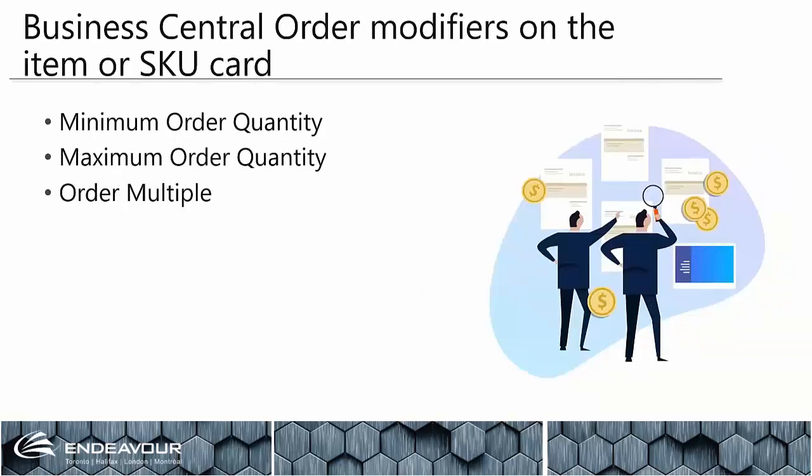So also on the item card, we have what we call order modifiers. Those also exist on the planning fast tab within the item card. Those 3 are the maximum order quantity, minimum order quantity, and order multiple. Those are basically modifiers I would use. For example, if I have a sales order that is asking me to supply 45 pieces of an item.